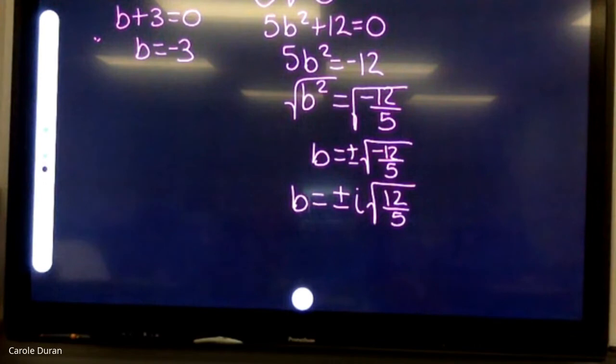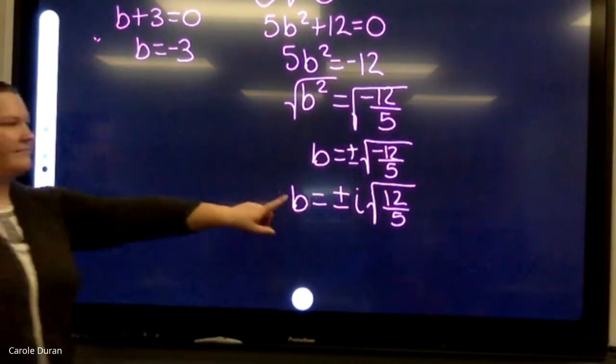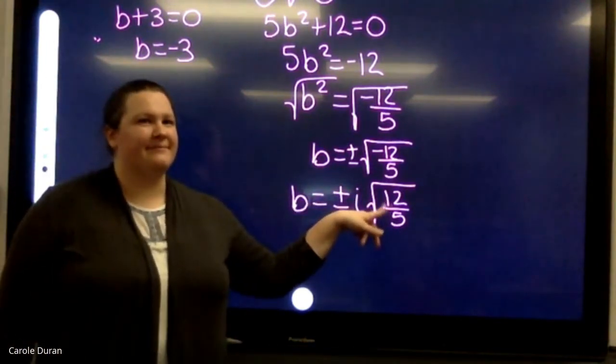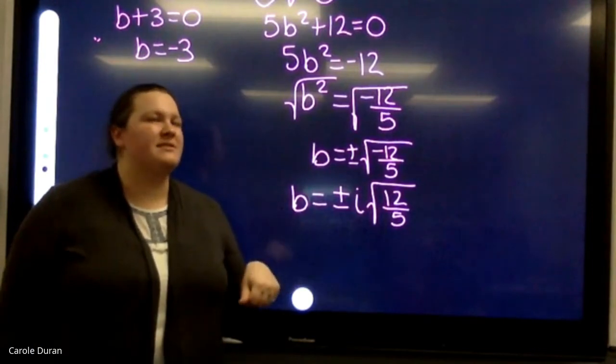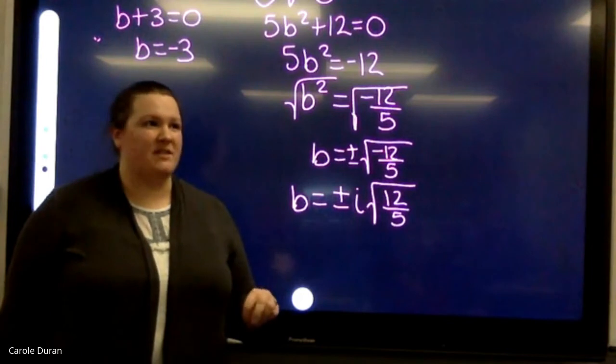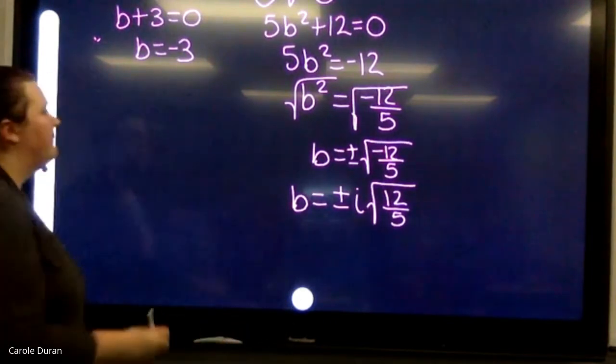Am I finished? Technically, no. I can reduce the square root of 12 because there's a perfect square in there. So I do expect simplified radical form.